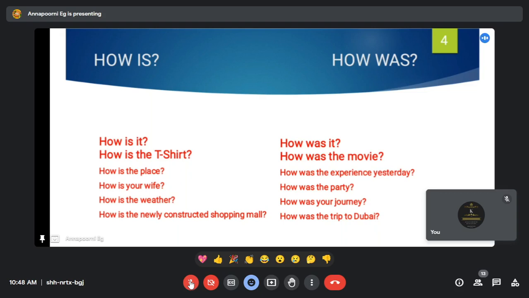If I am asking how is the movie, it will mean movie eppadi irukku. How was the movie means movie eppadi irundhadhu. That is the difference. So, how was the movie? Next is how was the experience yesterday. It can be any kind of experience. It can be an interview. If you have gone for an interview, then you will know, but as school students you will not be aware of that. If you had an exam, imagine you have written an exam yesterday and I'm asking you, how was the experience yesterday?